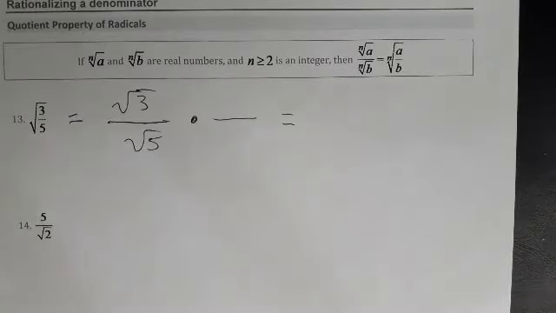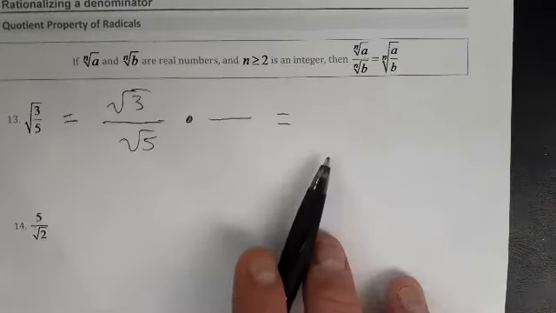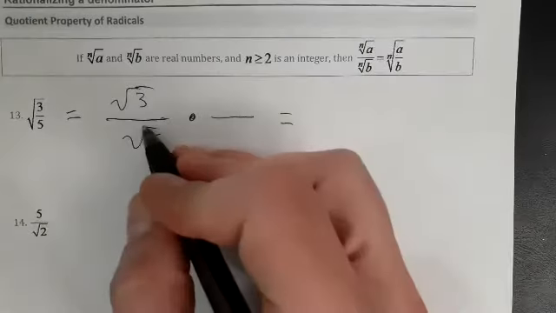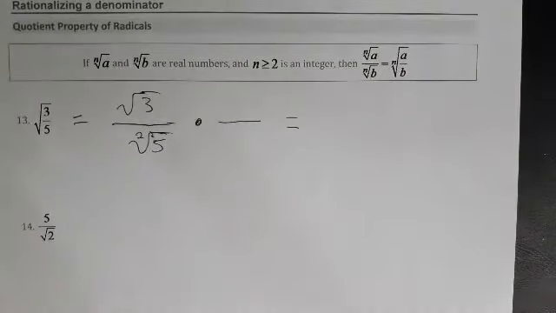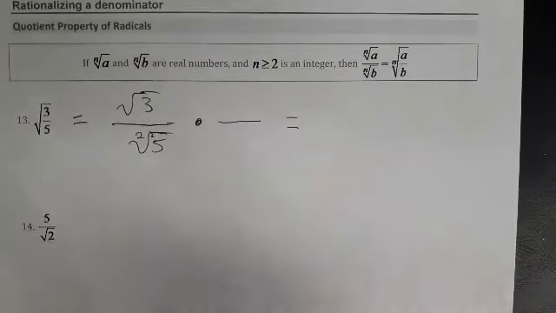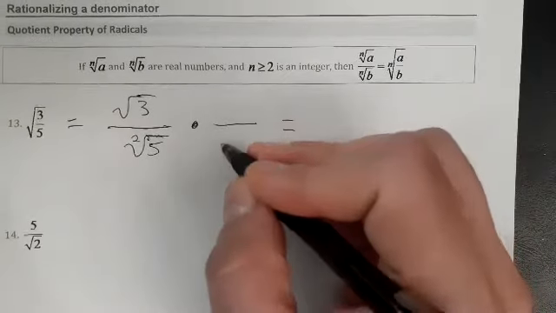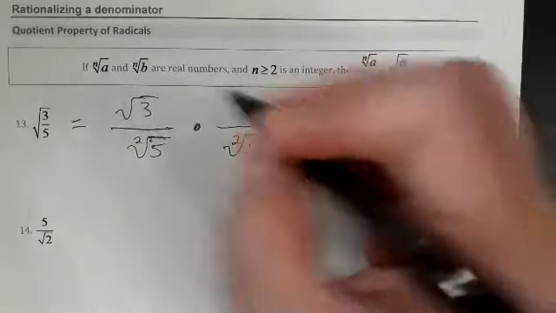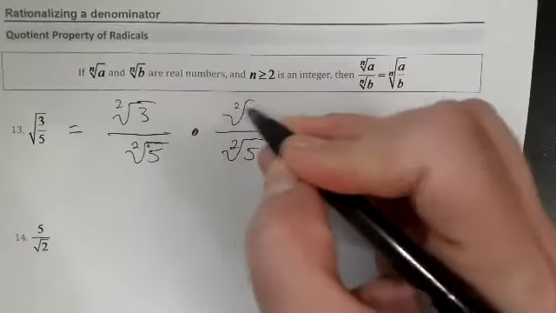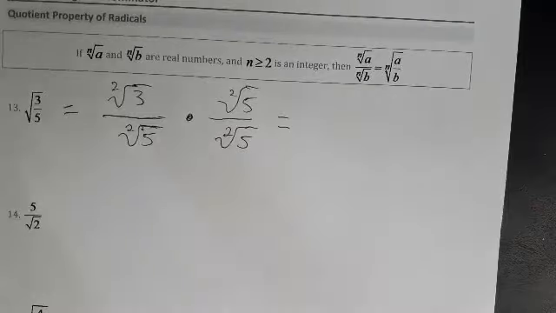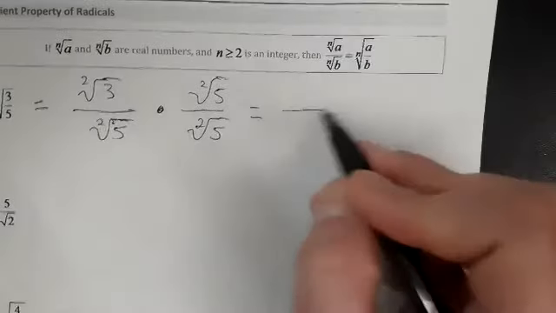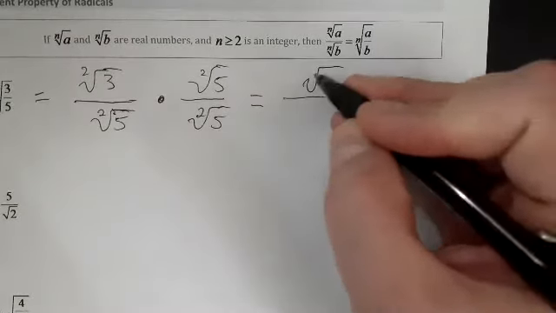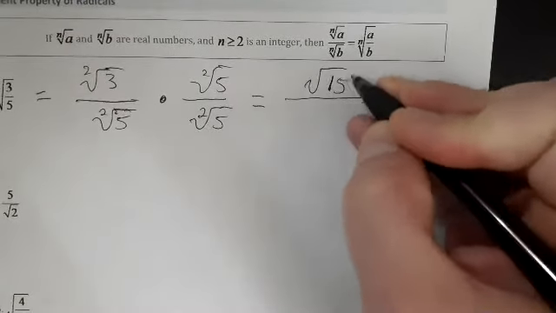So I want to multiply by the square root of 5. That's going to get rid of it. I already have one 5 underneath the square root, and in order to complete that, I need another 5 under there so that I can get two 5s. And so if I'm doing a square root of 5 here, I have to do a square root of 5 here. And so the square root of 3 times the square root of 5 is the square root of 3 times 5, which is the square root of 15 up here.